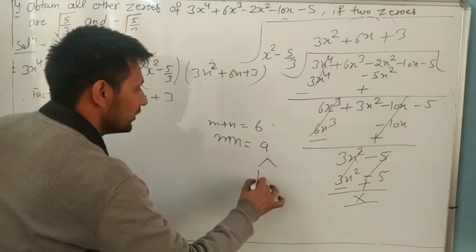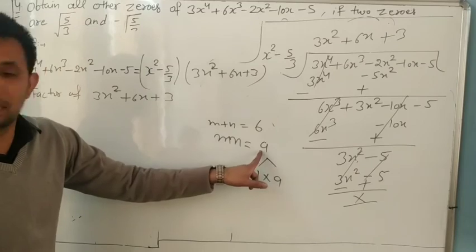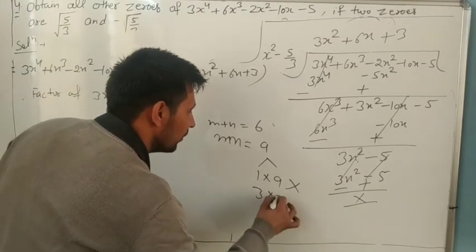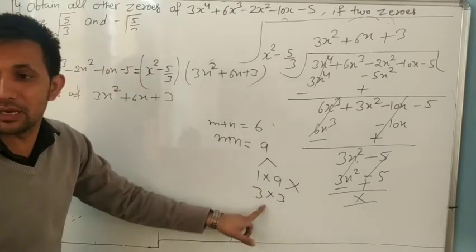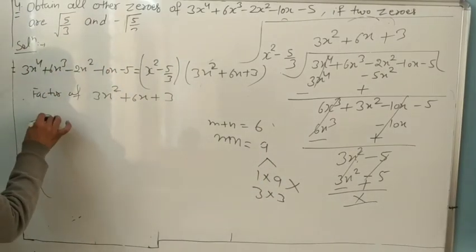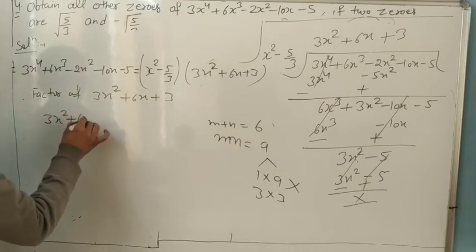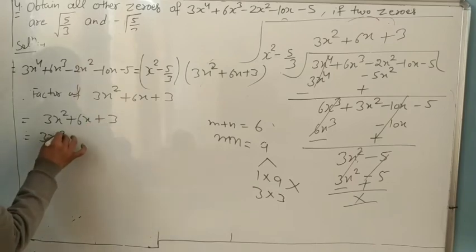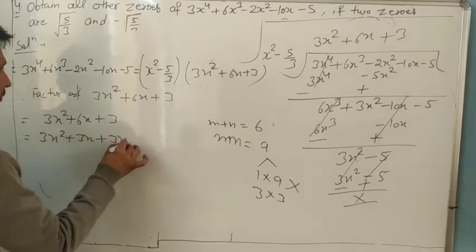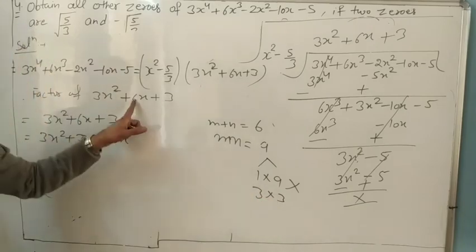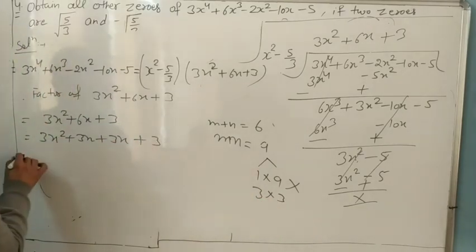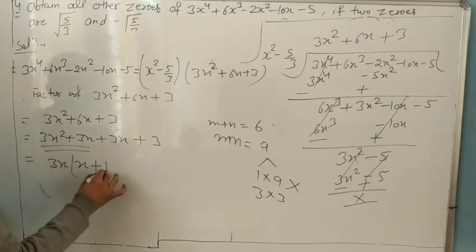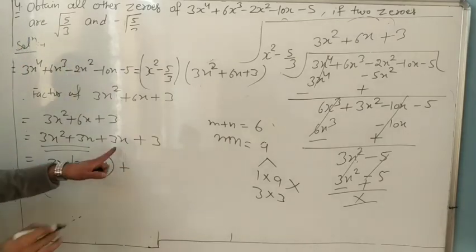So what is 1 into 9? 1 into 9 multiplication is 9. Sum is 6? No, not possible. Next is 3 into 3, 9. 3 plus 3, 6. Yes, possible. So you can write 3x square plus 6x plus 3, so write it 3x square plus 3x plus 3x plus 3. So we will split into 3 and 3. Now what is common? Common is 3x. What remains? x plus 1. As it is, we will take common 3.